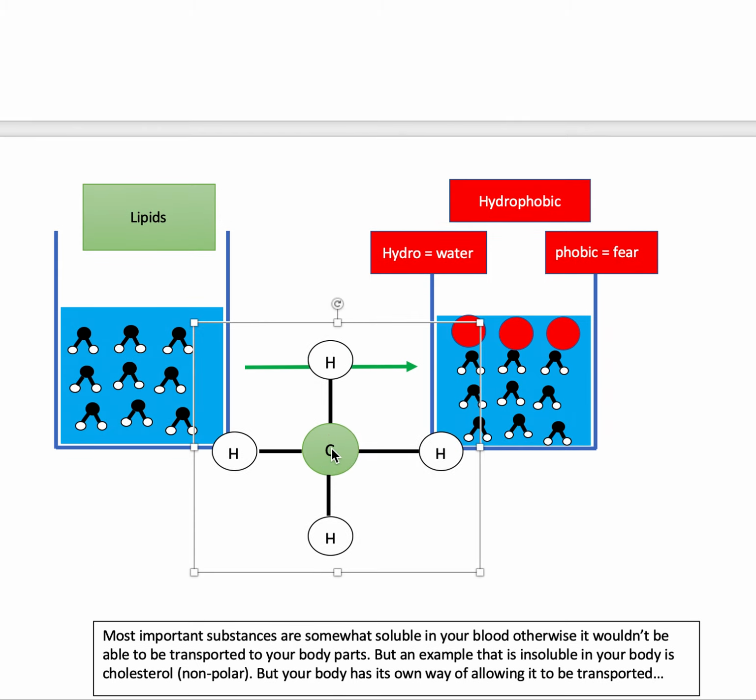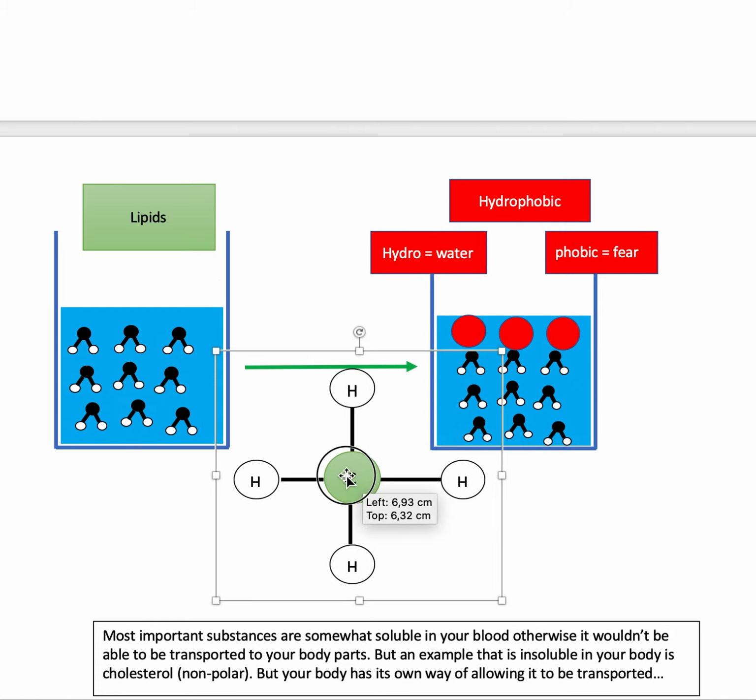So in summary, water is polar, so it can dissolve all polar things. It will not dissolve non-polar things. But luckily, most things that are important on Earth are polar. So therefore, water is a really good solvent, because it can dissolve almost all things, because almost all things are polar.